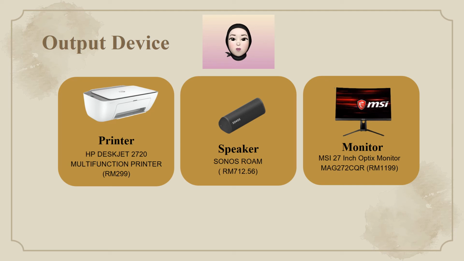And the last output device is the printer, and the specific printer that we choose is the HP DeskJet 2720 multifunction printer, and the cost for this printer is 299 ringgit. This is an affordable printer to purchase because the cost is not really pricey, and all the basic needs can be met by this printer, such as print, scan, and copy of everyday documents. And that's all from me. Thank you.